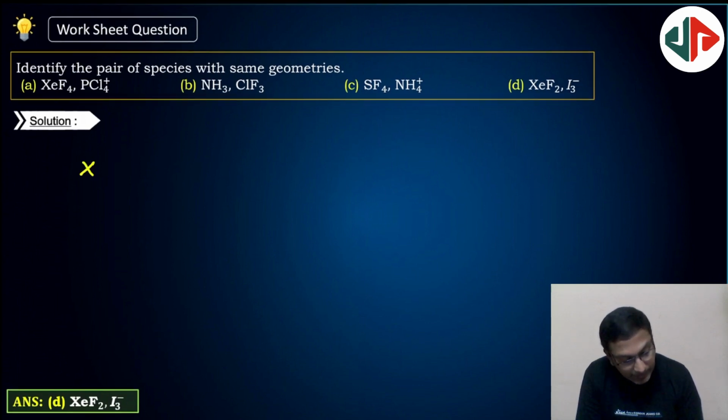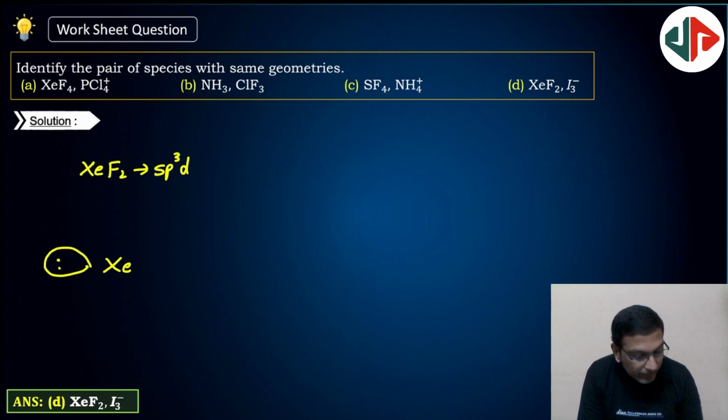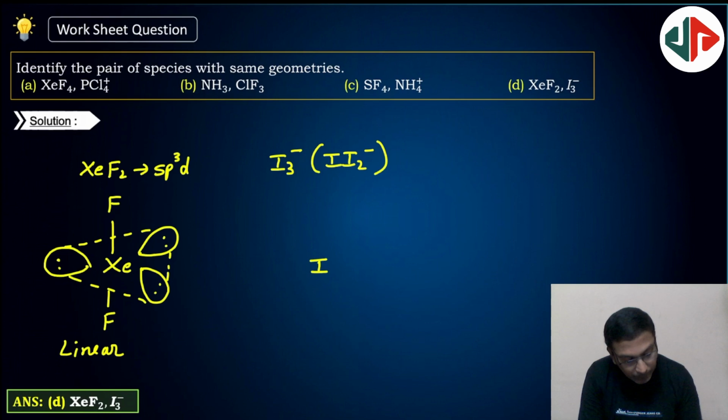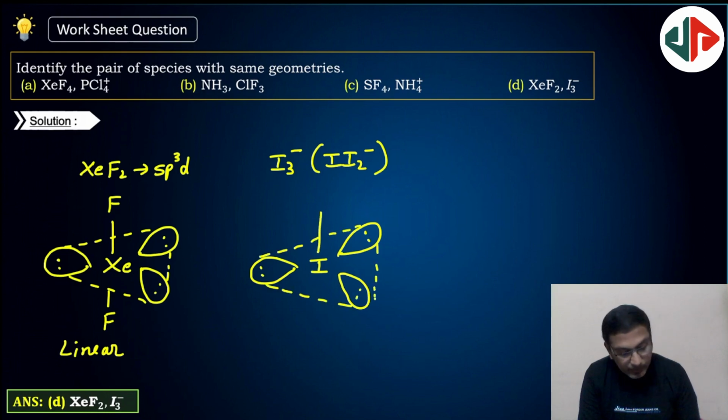Take XeF2, which is sp3d hybridization, 3 lone pairs, 2 bond pairs, linear geometry. Similarly, I3 minus. These two are isostructural, with the I atoms above the plane and below the plane.